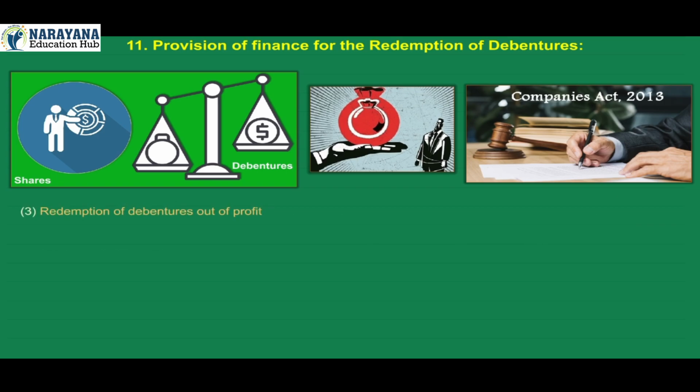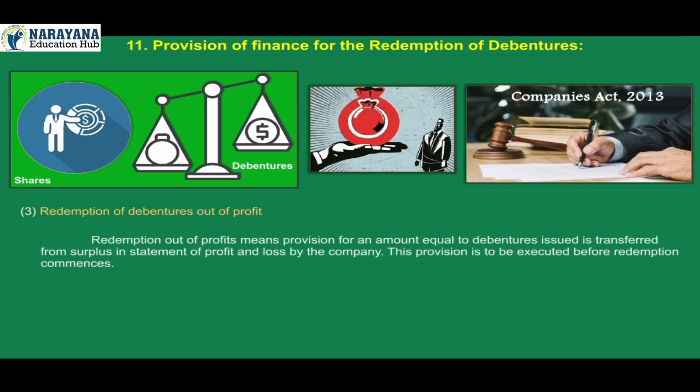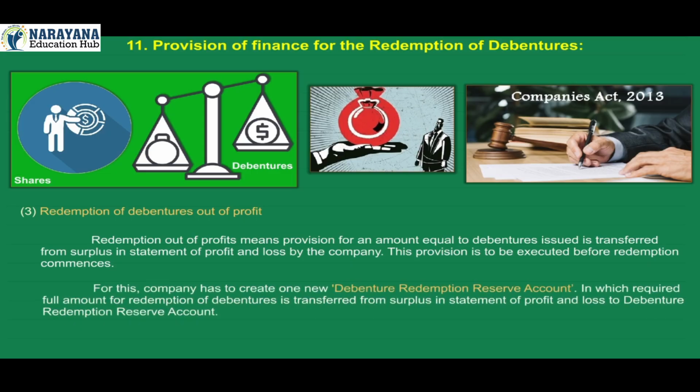3. Redemption of debentures out of profits. Redemption out of profits means a provision for an amount equal to the debentures issued is transferred from surplus in the statement of profit and loss by the company. This provision is to be executed before redemption commences. For this, the company has to create a new debenture redemption reserve account, in which the required full amount for redemption of debentures is transferred from surplus in the statement of profit and loss to the debenture redemption reserve account.